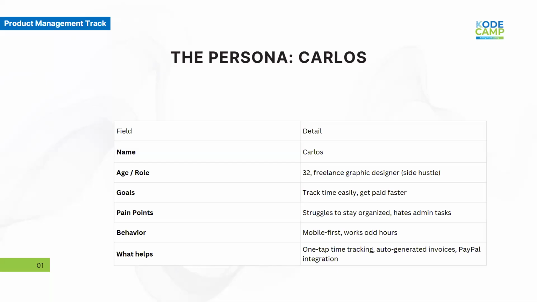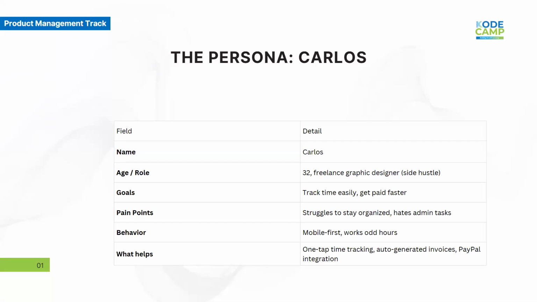The reason I chose to focus on someone like Carlos is because he represents a user segment that is extremely common today. We live in an era where people are trying to balance side hustles with full-time jobs. People whose time is stretched, people who are juggling multiple responsibilities, and people who need tools that can help them stay organized without adding more stress to their lives.